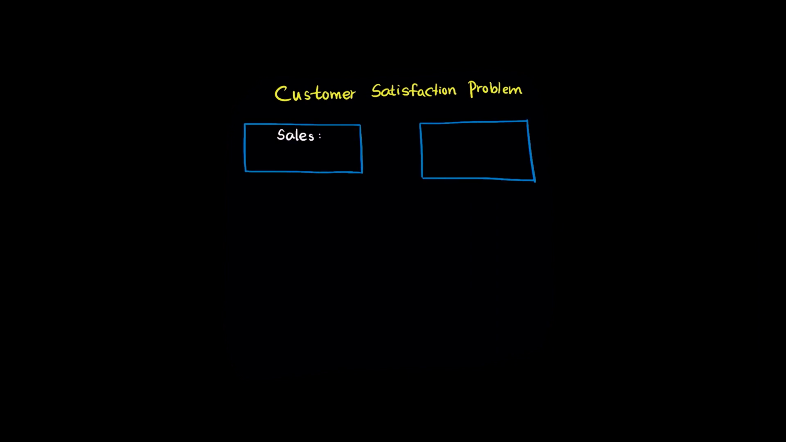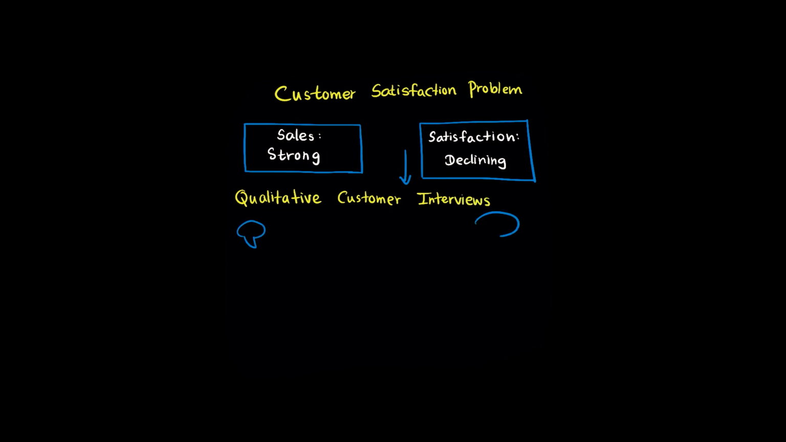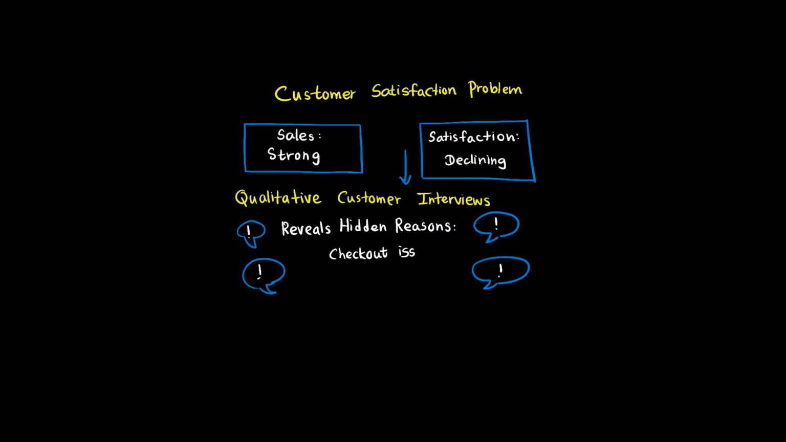Let's dive into a real-world scenario about understanding customer problems. When a retail manager sees declining satisfaction scores but strong sales numbers, we have a fascinating disconnect between what customers are feeling and what they're doing. The numbers tell us one story: people are still buying. But the satisfaction scores reveal hidden emotions and experiences. This is where qualitative methods shine. Through customer interviews, we can uncover the why behind the dissatisfaction. Maybe the checkout process is frustrating, or product quality has declined, or staff aren't as helpful anymore.